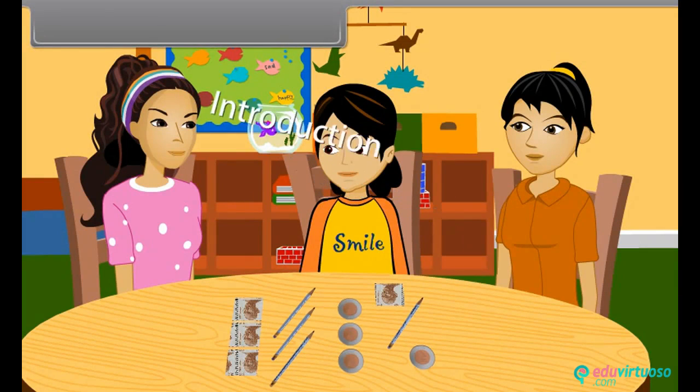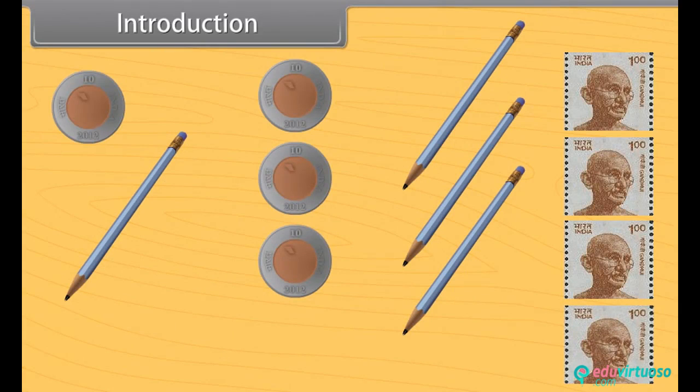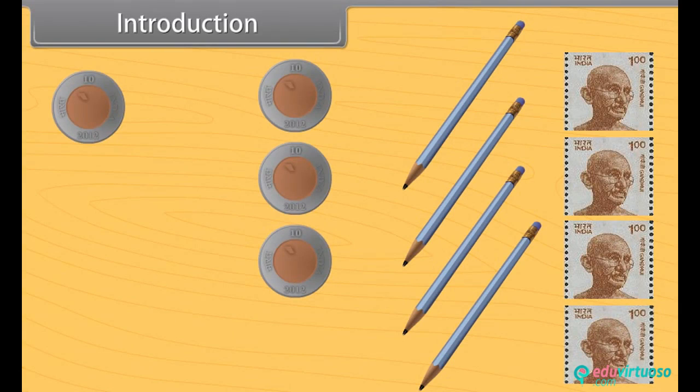Introduction. Priya, can you tell which of these things belong to which set? Yes, it is so simple. Stamp will go in the set of stamps. Pencil belongs to the set of pencils. And this coin belongs to the set of coins.